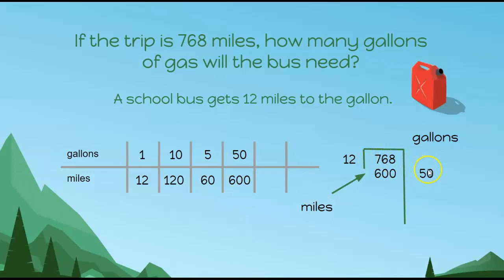I have my 50 gallons over here underneath my gallons, and my 600 over here. And so when I subtract it, I don't have to borrow or anything. I just bring them straight down. 7 minus 6 is 1, 6 is 0, and 8. Perfect. Now I have 168.